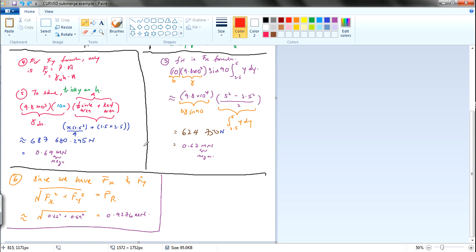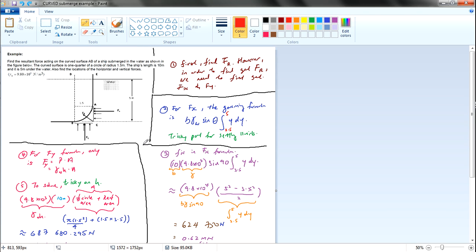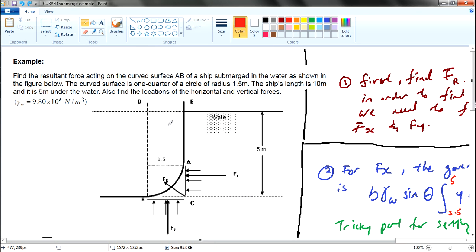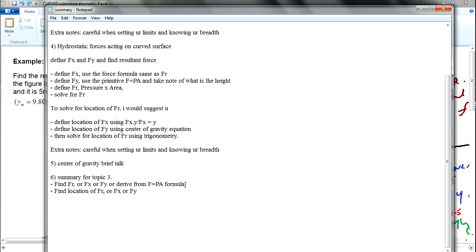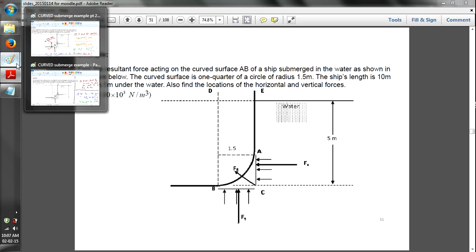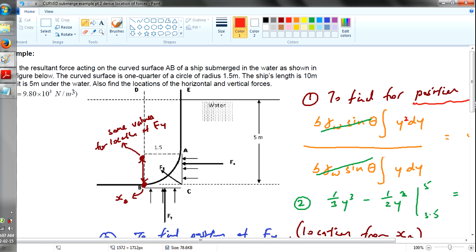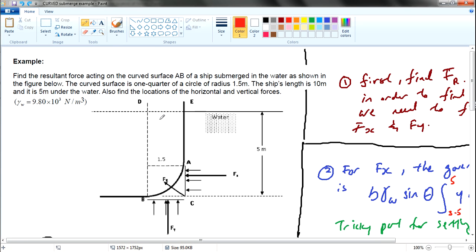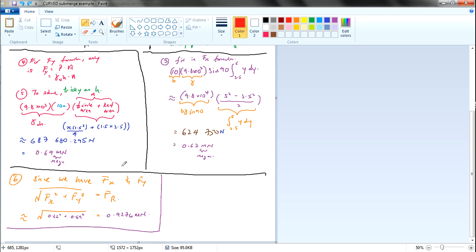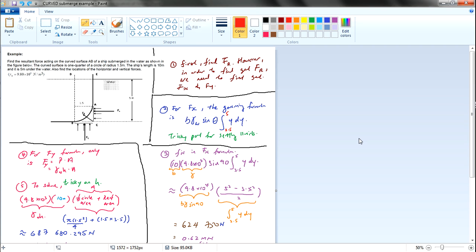After which, this is it. We still haven't finished yet. As you know, we have two parts: finding the resultant force and finding the location of the resultant force. In the next video, we'll talk about how to find the resultant location. This portion is only to find the resultant force, that's all. I'll see you in the next video.